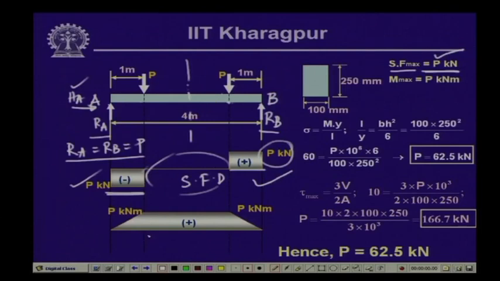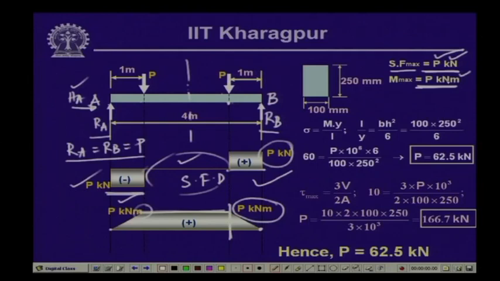Consequently, if you draw the bending moment diagram, you will find that the bending moment at these two supports is 0, and the moment value here is going to be P into 1, which is P kilonewton meter, and over this it is constant. Since the bending moment is constant over this zone, the shear is 0 over here. Now, the maximum value of the bending moment is P kilonewton meter, and that is occurring at the load point, and the maximum shear force is occurring between the support and the load point. So, this is the maximum shear force and this is the maximum bending moment.